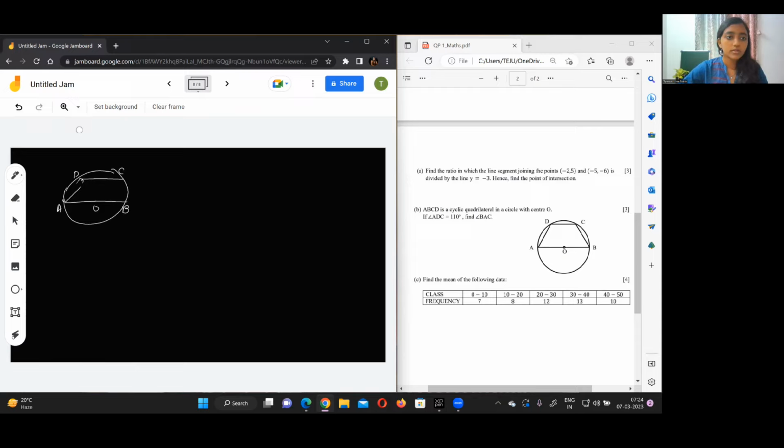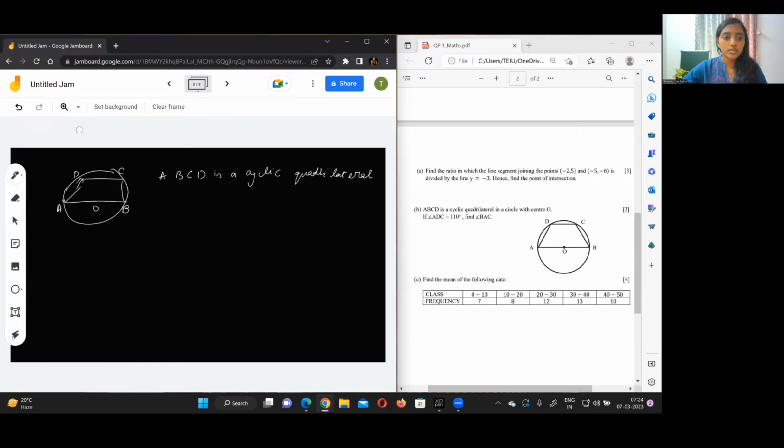A and D are connected, and C and D are connected. So as we can see, ABCD is a cyclic quadrilateral, right? ABCD is a cyclic quadrilateral.